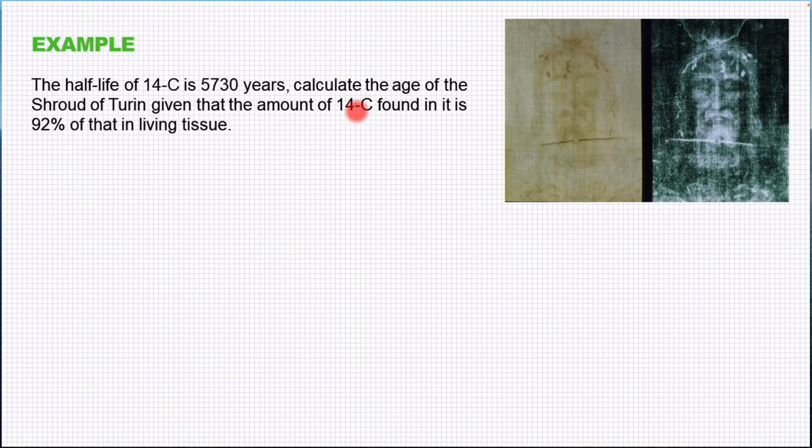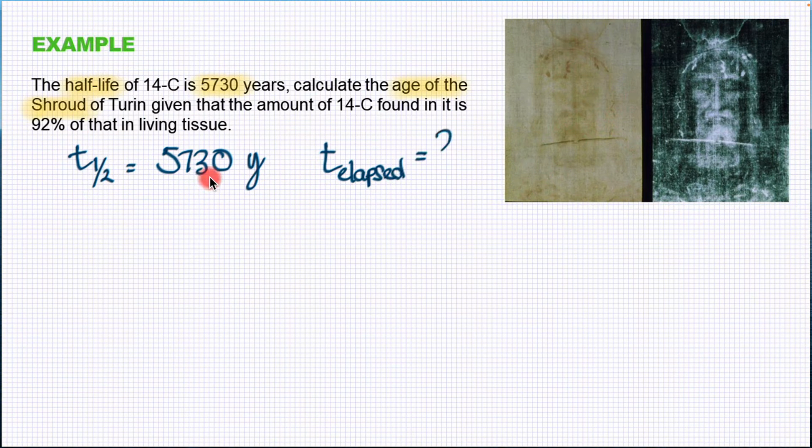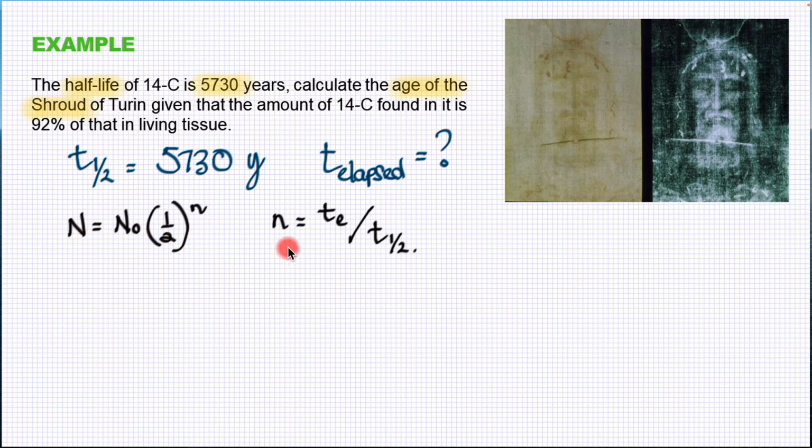So let's try and solve this using the equations that we've just uncovered. We're told the half-life of carbon-14, which is a radioactive isotope of carbon, is 5,730 years. So what that means is that one half-life would represent 5,730 years. So T half is a constant. We need to calculate the age of the shroud, so we need to find the time elapsed. And of course we can use our equations representing our relationships. Here we have N equals N naught, half to the power of n, where n represents the number of half-lives that elapsed. This is the time elapsed, and this is the constant value of one half-life.